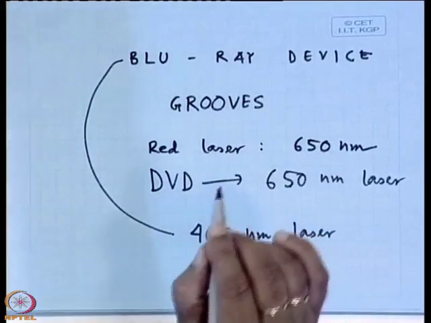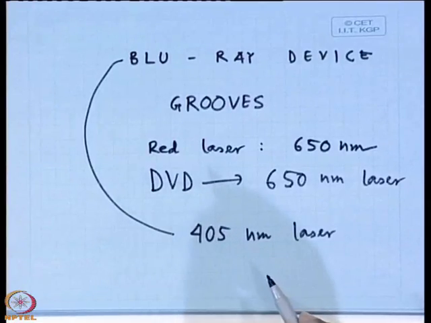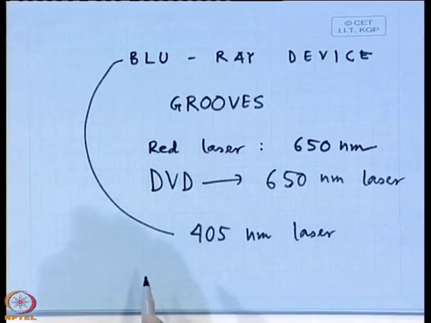What is the color of this laser? 405, can you tell? 405 nanometer laser, what is the color? Yes, it is blue violet type of thing, right. And what is the advantage of using a blue laser instead of red laser? More data can be stored.